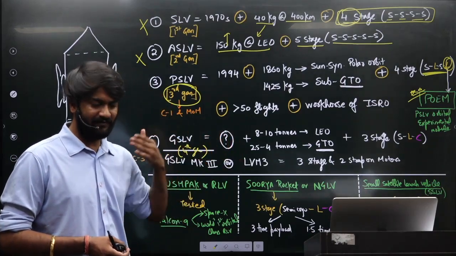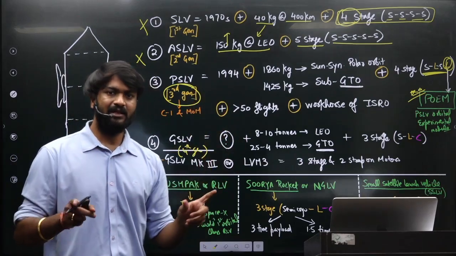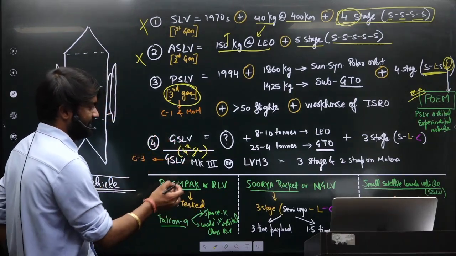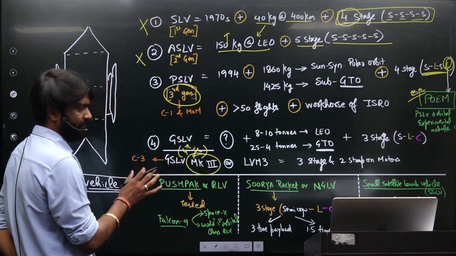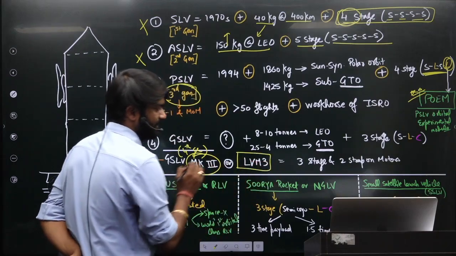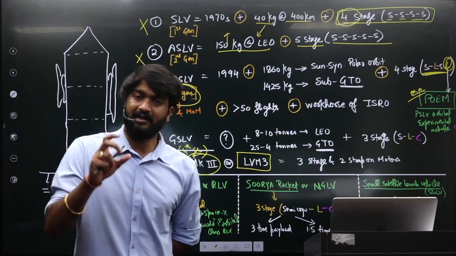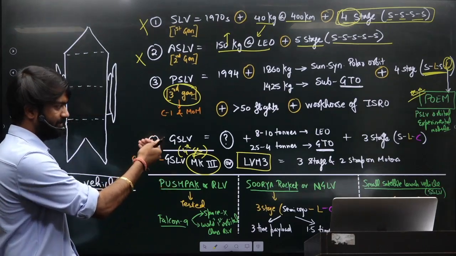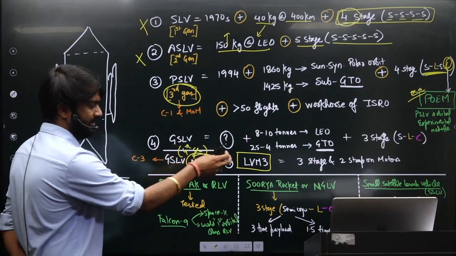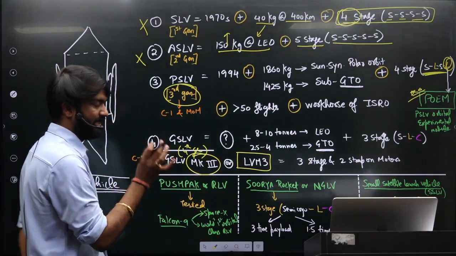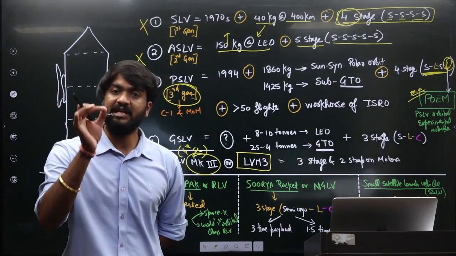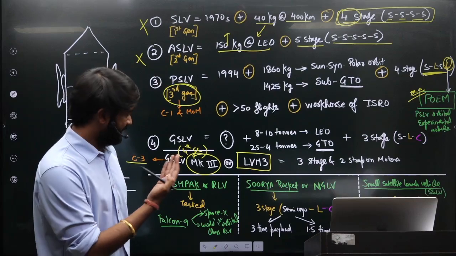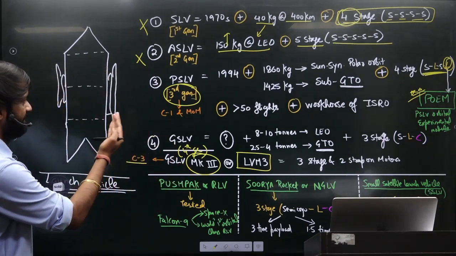Then the capacity was less, but with time we have increased the capacity with the help of other strap-on motors, etc., etc. Right? So right now we have the third version of GSLV, which is also known as LVM3. So if in the options you get LVM3 directly, that is the official name now, okay, of GSLV Mark 3. We have evolved the versions. Right now we are at the version of Mark 3, which is also known as LVM3, using an indigenous cryogenic stage, and this was used for the Chandrayaan 3. So that is it for the SLV, ASLV, PSLV and GSLV.